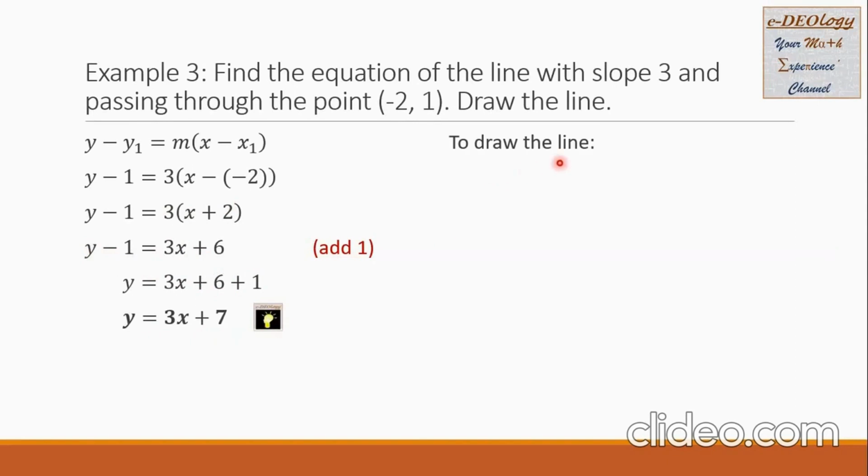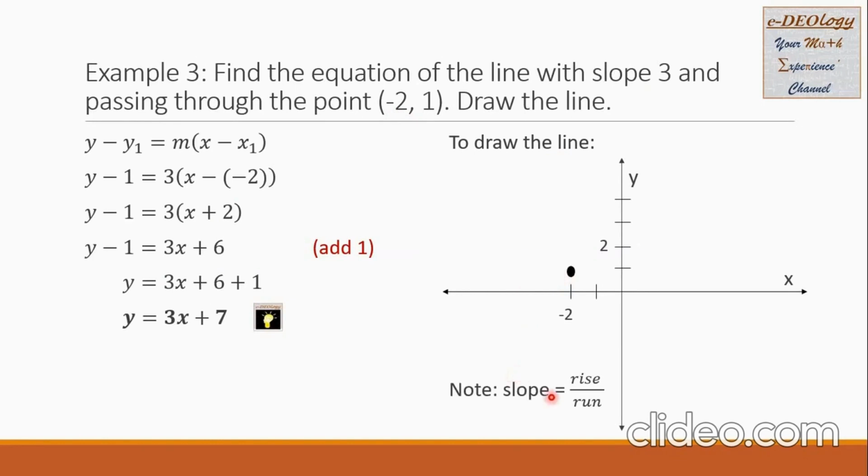Now to draw the line, first let us draw our x and y axis. Then let us locate the given point, negative 2, 1. The point is now here. We know that the formula of the slope is equal to rise over run. In the problem, the given value of the slope is 3. So I write it here. And this is a whole number. And we know that we can rewrite the number 3 to be 3 over 1. It means to say the rise value is equal to 3 and the run value is equal to 1.